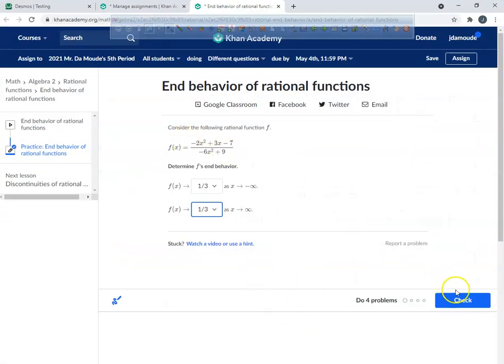All right, I'm going to go ahead and hit check and move on to the next question. All right, here we go. Oh, by the way, check this out. That's a 4. That's a 5.